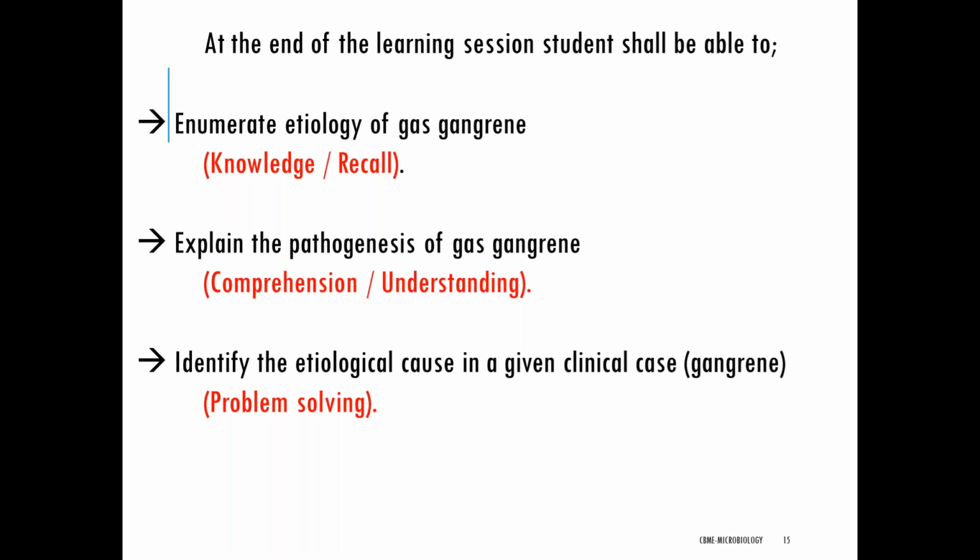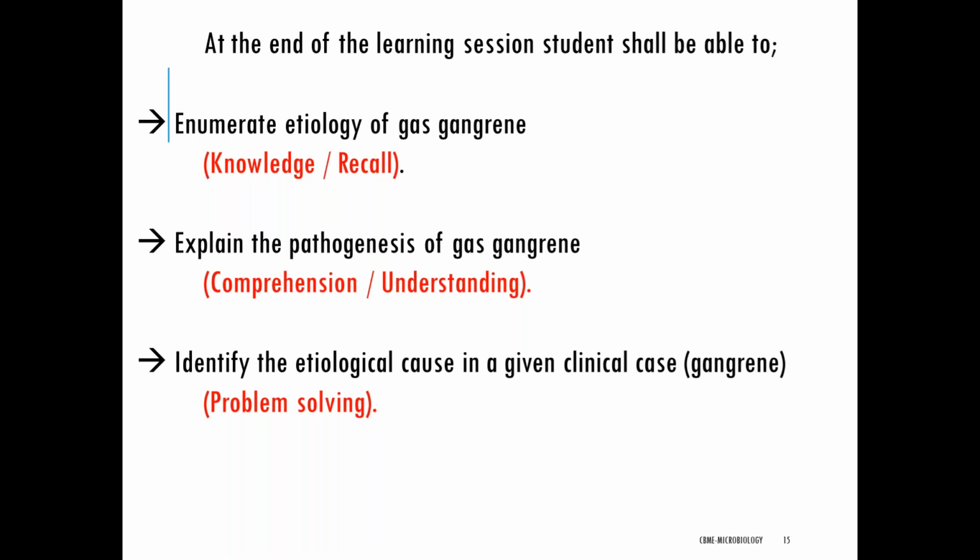However, when you ask them to explain the pathogenesis of gas gangrene, it will require some amount of comprehension and understanding. What happens when a Clostridia infects, what happens when it is associated with any anaerobic streptococci. So these are some of the things, and you get into the details of pathogenesis, like what is redox potential, how it is important, what is Eh, pH, etc. in this. So it goes a step ahead.